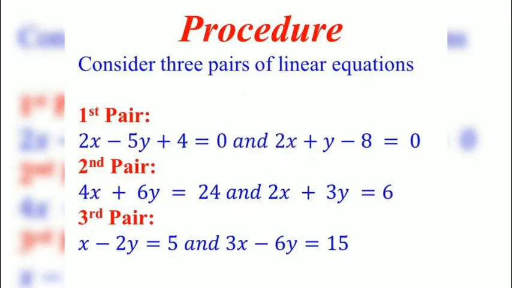Then the procedure. Consider three pairs of linear equations. First pair: 2x - 5y + 4 = 0 and 2x + y - 8 = 0. Second pair: 4x + 6y = 24 and 2x + 3y = 6. Third pair: x - 2y = 5 and 3x - 6y = 15.